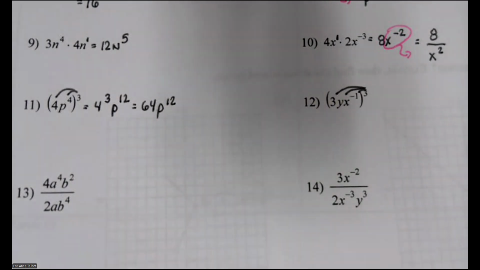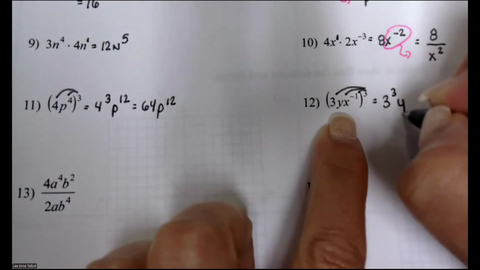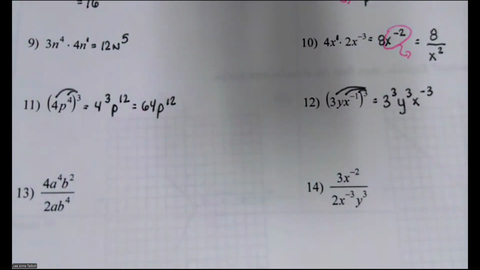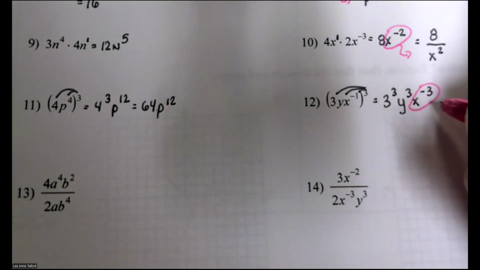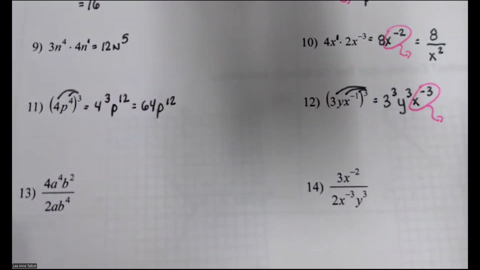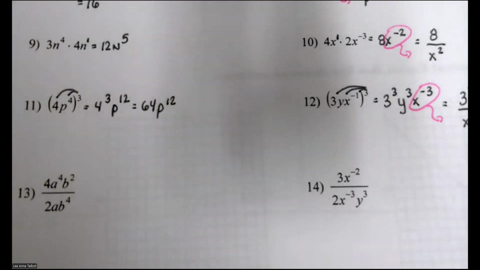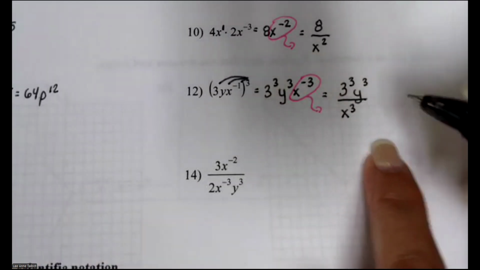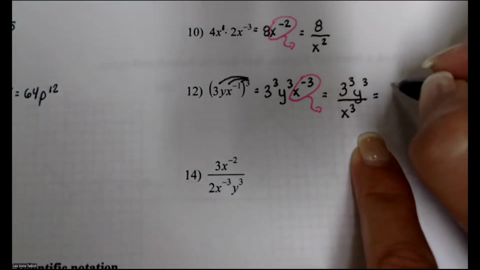Okay, again, distribute, not the right word, but it makes sense. So 3 to the third, y to the third, x to the negative 3. Three to the third, y to the third stays on top. X to the negative 3 goes to the bottom and becomes x to the positive 3. And then what is 3 to the third? Or 3 times 3 times 3? 27. Great.